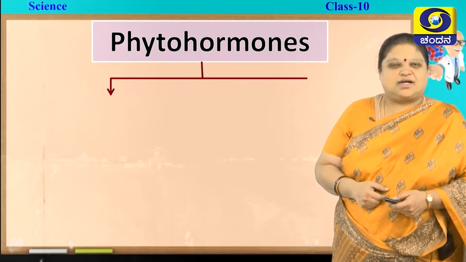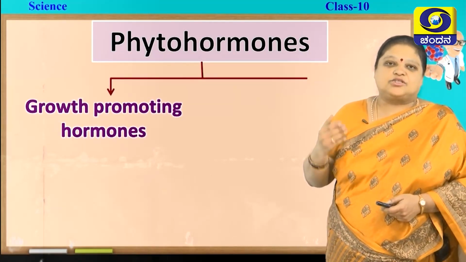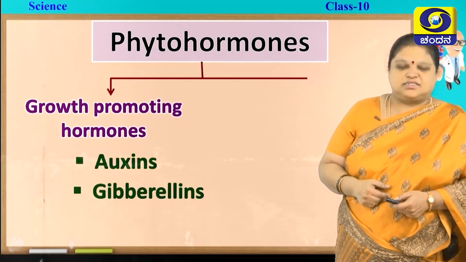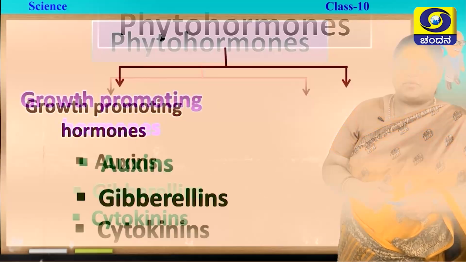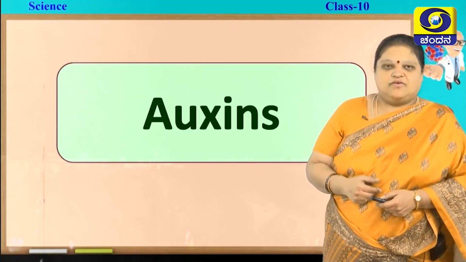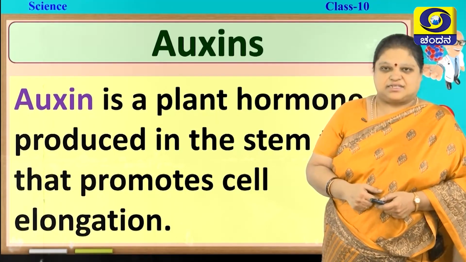Plant hormones are basically two types. Some help in growth promotion. Let us see which are they. They are auxins, gibberellins and cytokinins, whereas there are some hormones, they are the inhibitors and you call them abscisic acid. Let us see how each one of them functions. First one is auxins. Let us see what is its action.